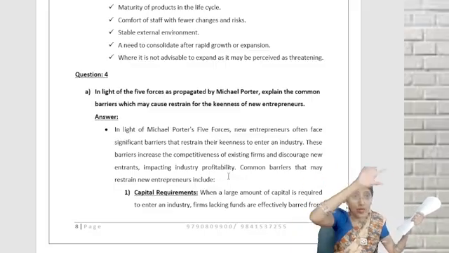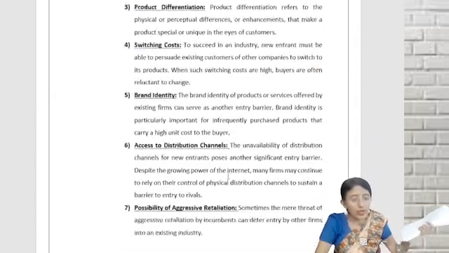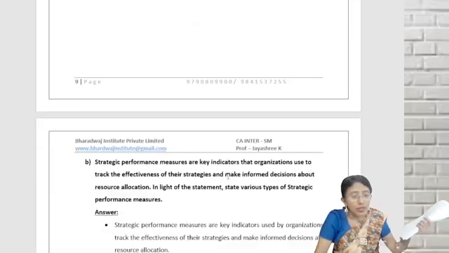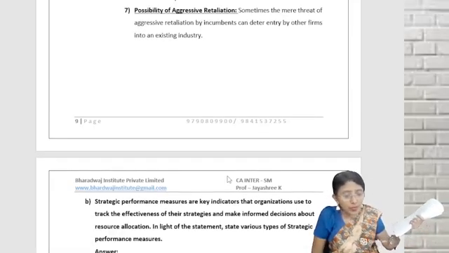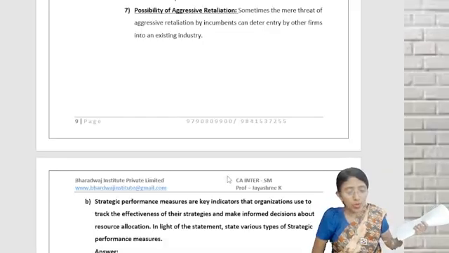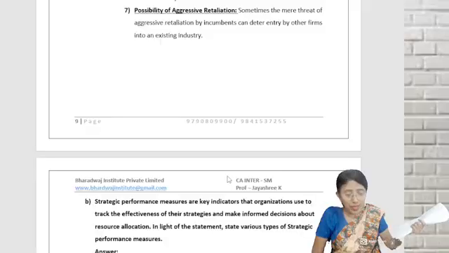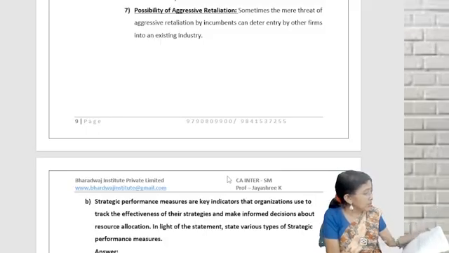We saw the master chart, which will give you the sub elements, so that you can write. It's a theoretical question. Now, strategic performance measures are key indicators that organizations use to track the effectiveness of their strategies and make informed decisions about resource allocation. In the light of the statement, state various types of strategic performance measures.